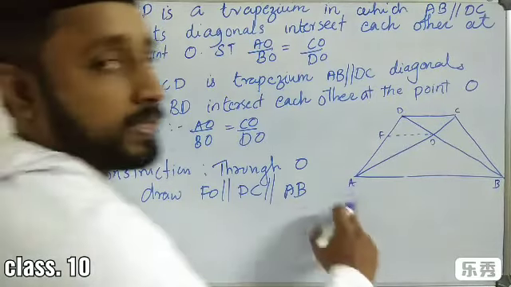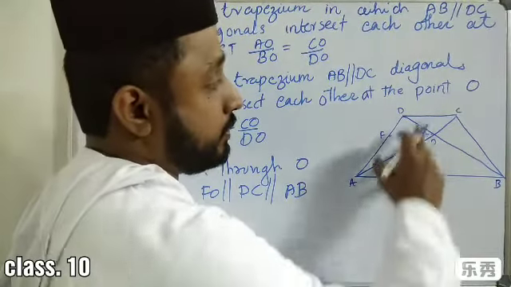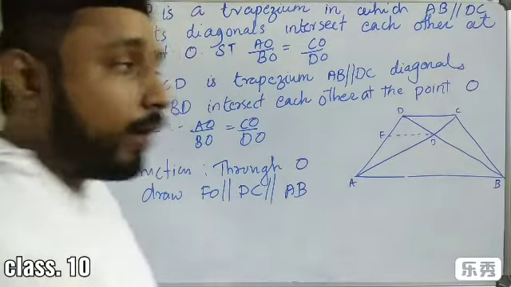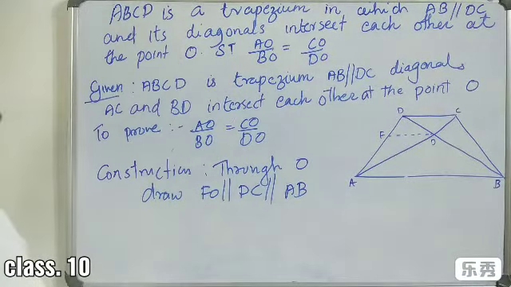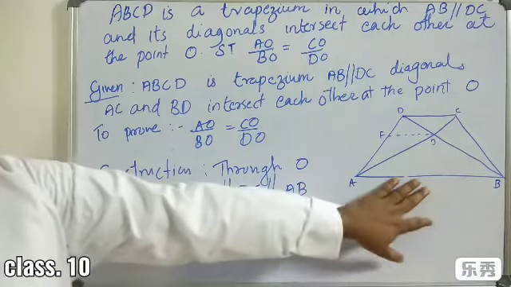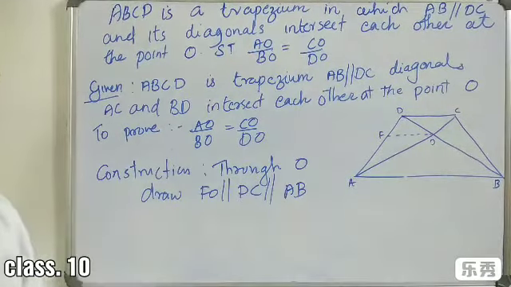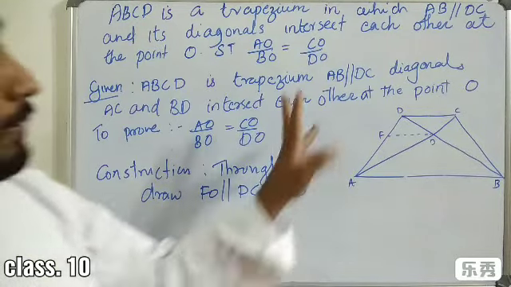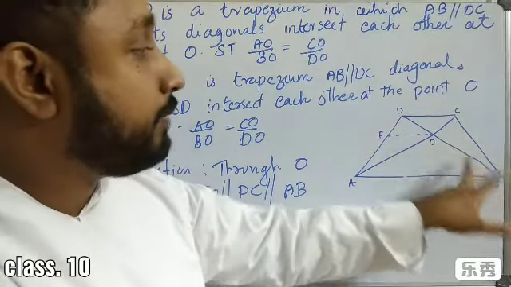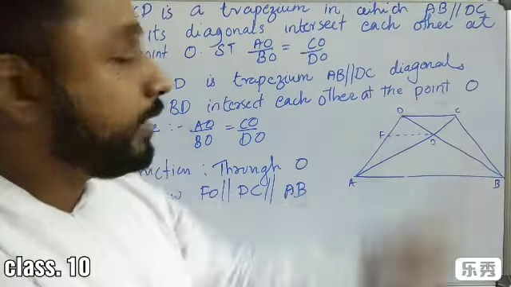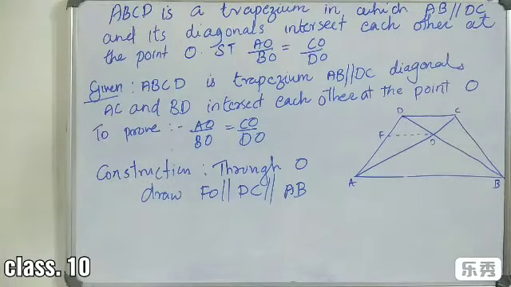So we have a trapezium. We know the speciality of a trapezium: one pair of opposite sides are parallel. That's the peculiarity of a trapezium. So here AB is parallel to DC. Then we have to prove that AO by BO is equal to CO by DO.